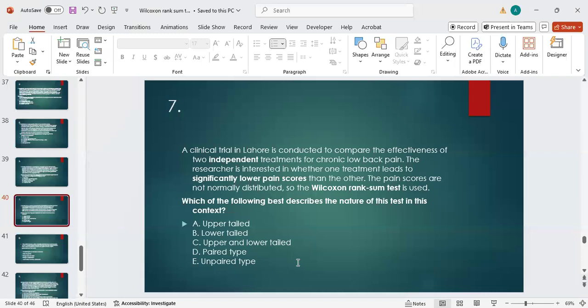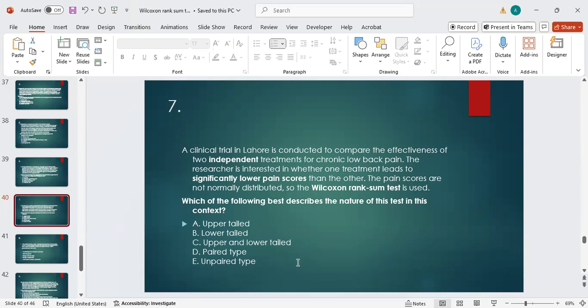A clinical trial in Lahore is conducted to compare the effectiveness of two independent treatments of chronic low back pain. The researcher is interested in whether one treatment leads to significantly lower pain scores than the other. The pain scores are not normally distributed. The Wilcoxon rank sum test is used. Which of the following best describes the nature of the test in this context?